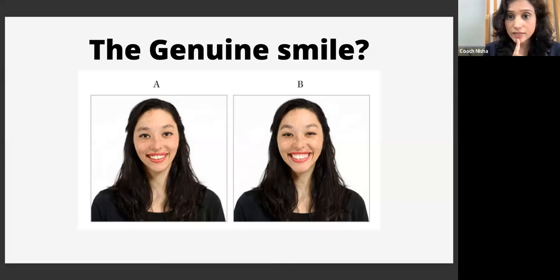You think A? Okay, you think A. Some of you are saying B and some of you are saying A. Okay, all right. Now, look at this carefully, okay? When you smile genuinely, you not only smile with your lips, you smile also with your eyes and your eyebrows and your cheeks. So the right answer is B.